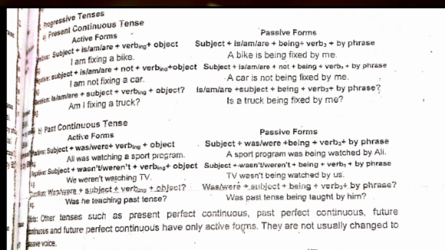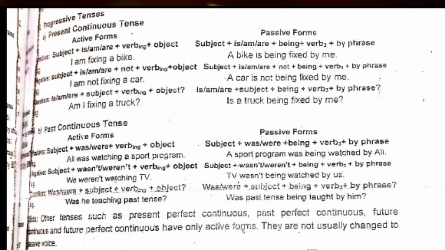Negative example is: we weren't watching TV. Passive: TV was not being watched by us. Got it? Then we have a question. Was he teaching past tense? Was past tense being taught by him? And later on, I'll teach you the pronouns, object pronouns and subject pronouns. What is him? These are all things.